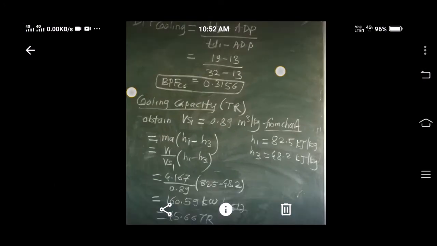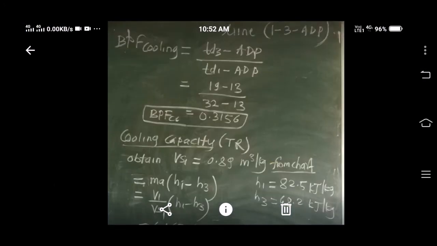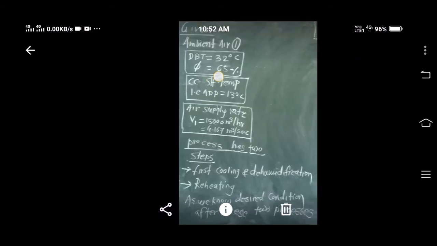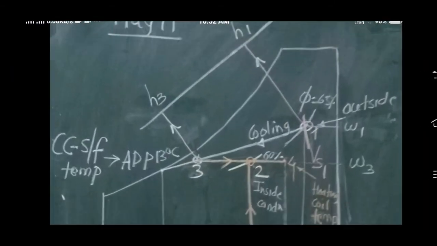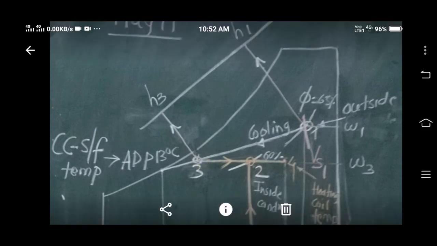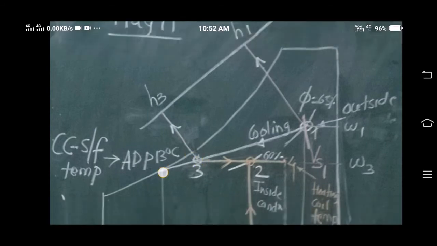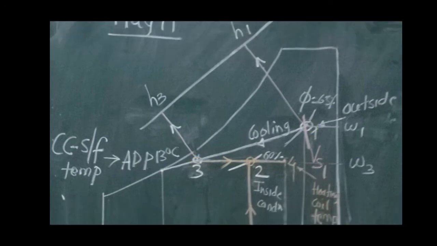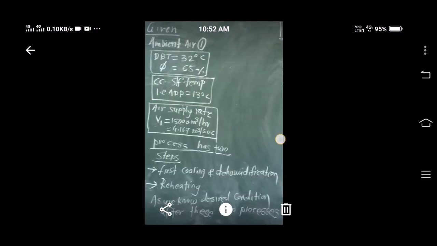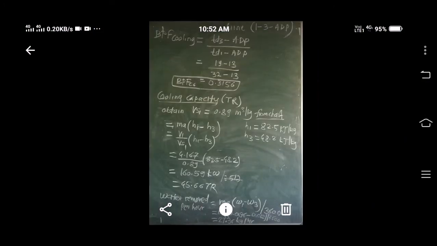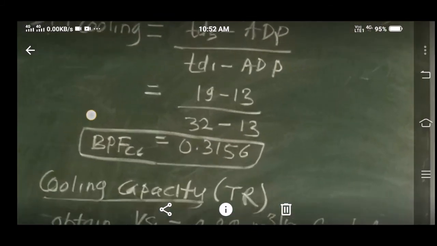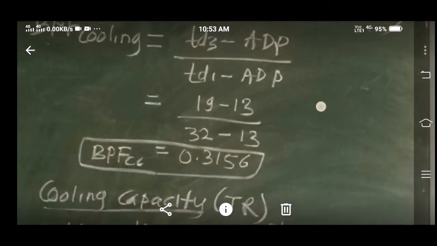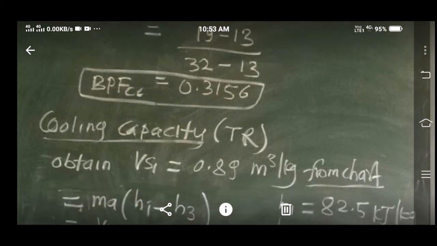Next part is bypass factor of cooling coil. Now bypass factor of cooling coil, how to obtain? Here we got point 3, so 1 to 3 is a cooling process, and 3 to ADP is inefficiency. So this is opposite difference divided by total difference: total difference is 1 minus ADP, and opposite difference is 3 minus ADP. So values we can put in the formula, (TD3 minus ADP) divided by (TD1 minus ADP), and the bypass factor of cooling coil we will get.